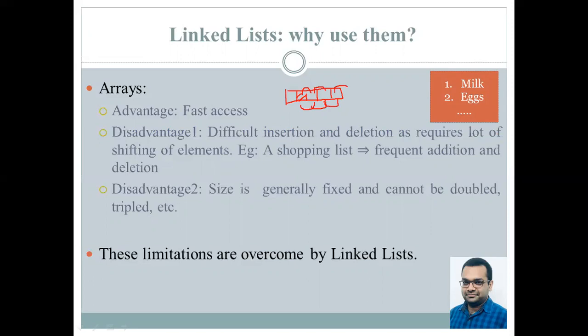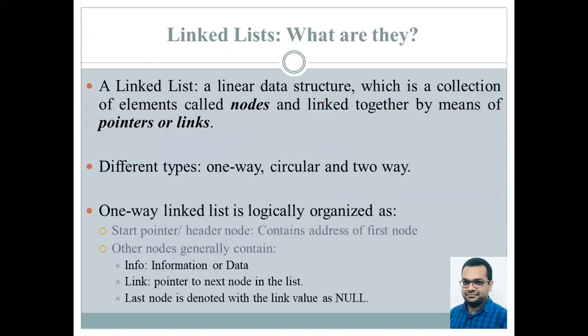Also, we saw that generally the size of the array is fixed. We cannot all of a sudden double or triple the size of an array because of the available memory allocation, and arrays are organized in contiguous memory allocations. By use of linked lists, these limitations can be overcome.